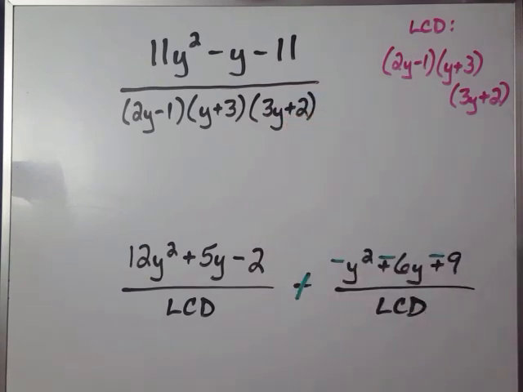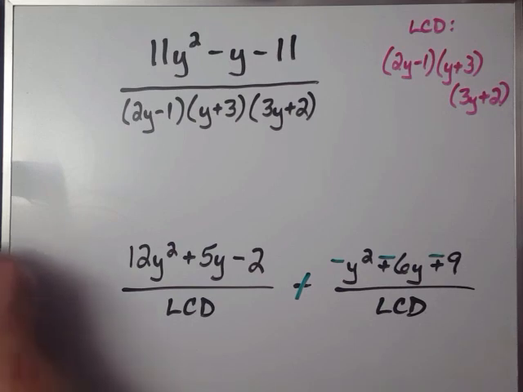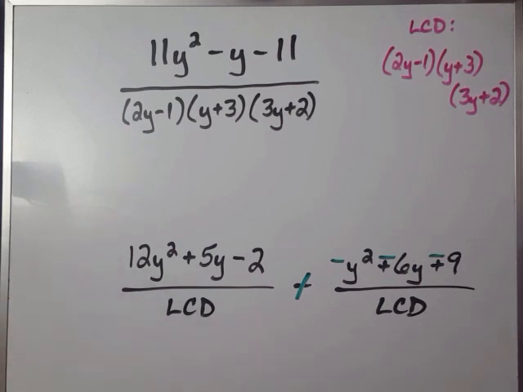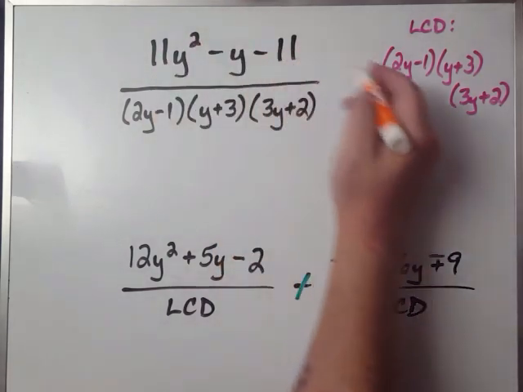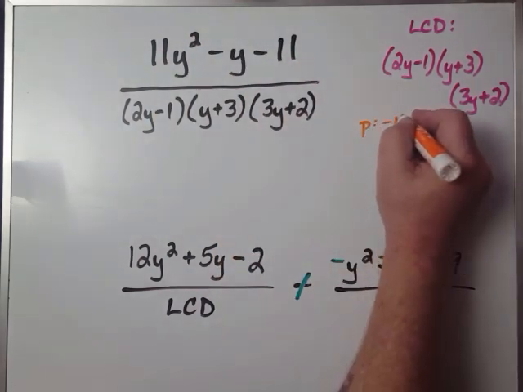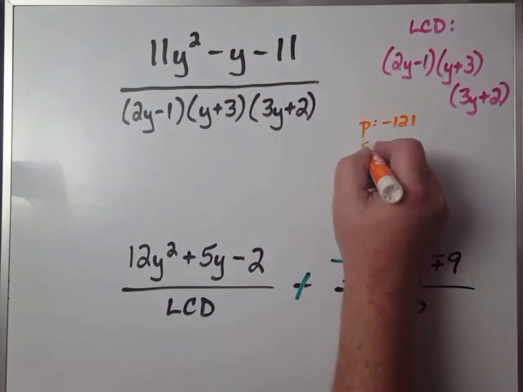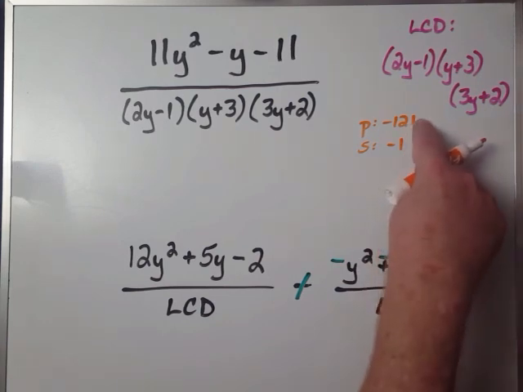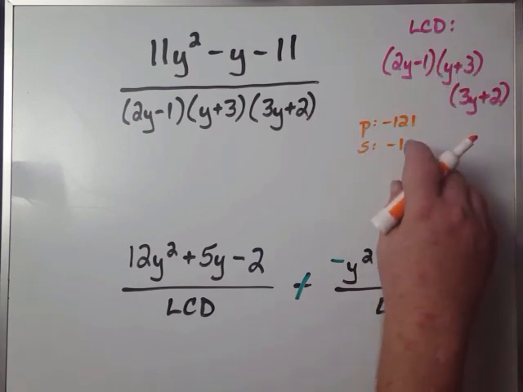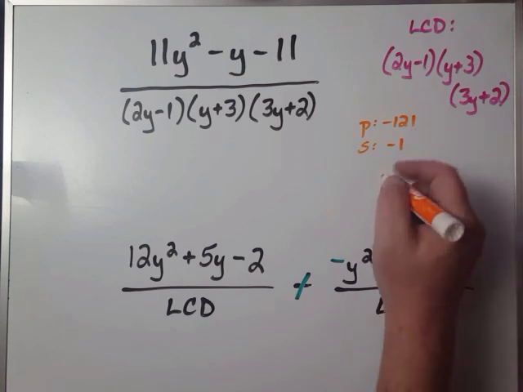Now the question is, are we done? Is that in lowest terms? Well, will that numerator factor? If it will factor, I'd be looking for two numbers whose product was a times c, negative 121, and whose sum was negative 1. Well, the factor pairs for 121, 121 is 11 times 11. 11 is prime. There's not going to be a bunch of factor pairs.